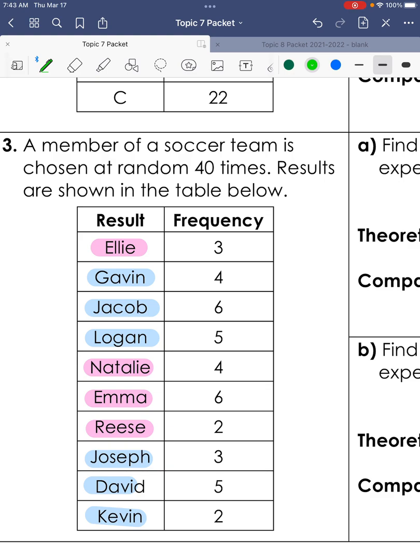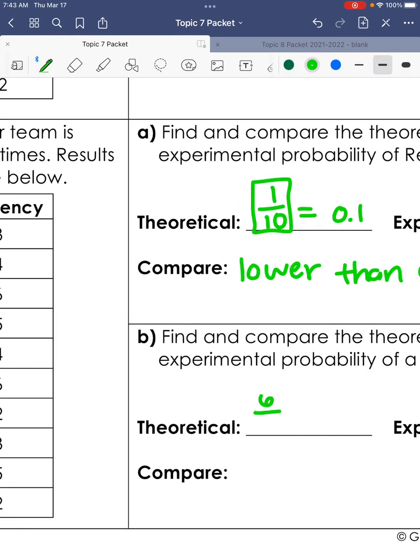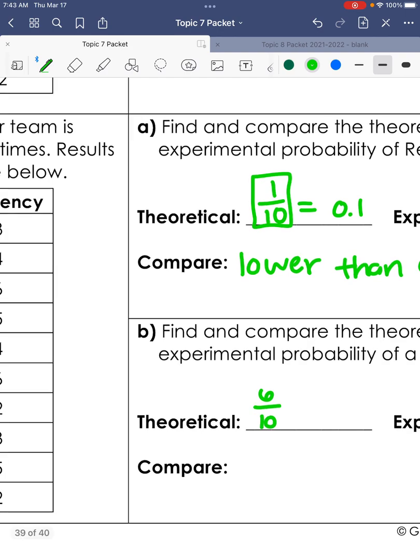So I see 1, 2, 3, 4, 5, 6. 6 boy names. And remember, there were 10 people on this team. So there are 6 favorable outcomes out of 10 total outcomes. We can reduce that. 2 goes into both of those. So 6 divided by 2 is 3, and 10 divided by 2 is 5. So 3/5. Now, what is that as a decimal? Well, 3 divided by 5 is going to be 0.6.